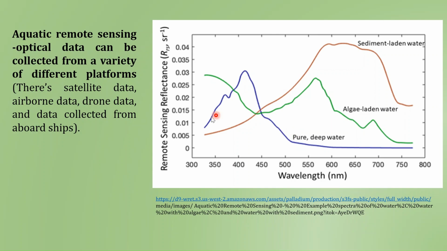Now we can see that the pure deep water has a spectral response where the reflectance decreases after 550 nanometer. But if the water bodies have impurities, either of phytoplankton or sediment, we can see that the spectral response changes. Now we will understand the interaction of the electromagnetic radiation in each case one by one in detail.